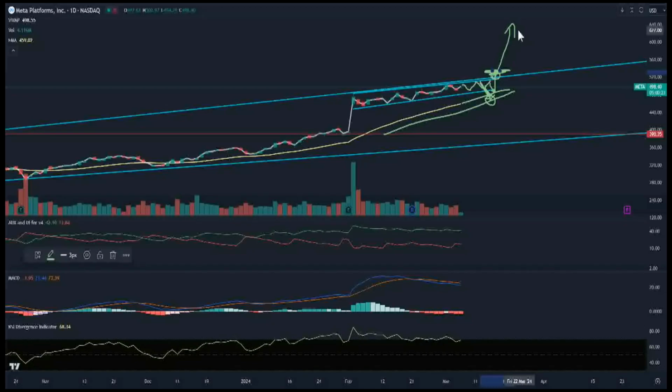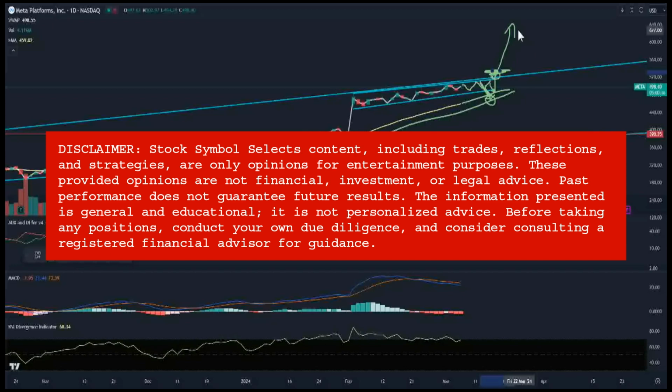So I hope you enjoyed that outlook on Meta. Remember to do your own due diligence and your own research before you invest your hard-earned cash.